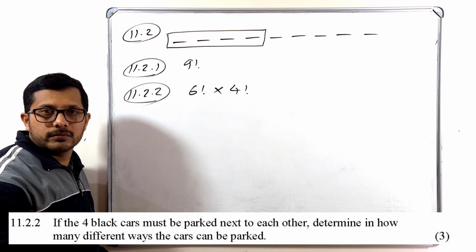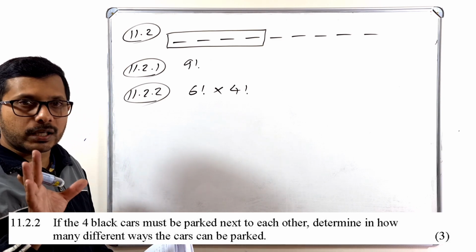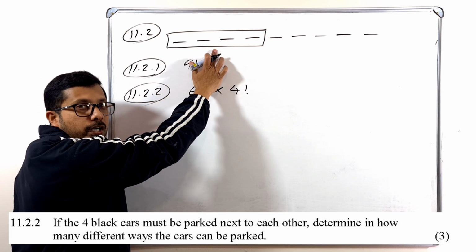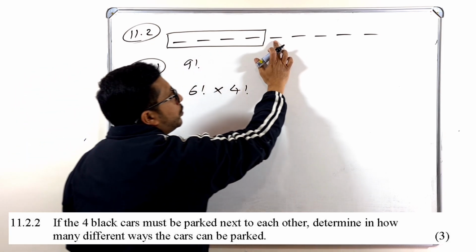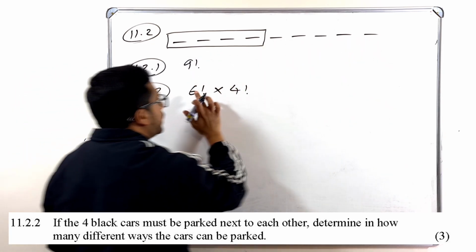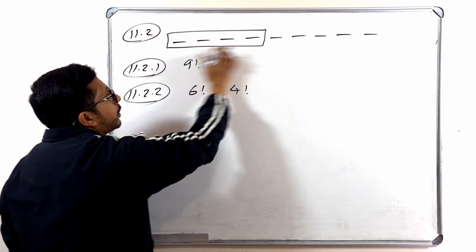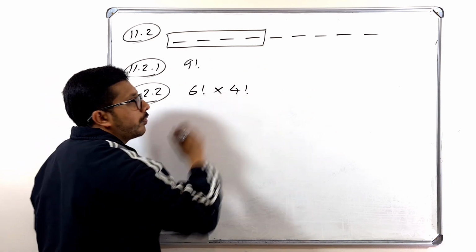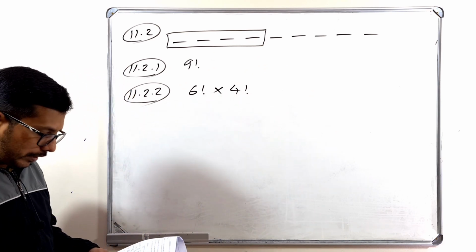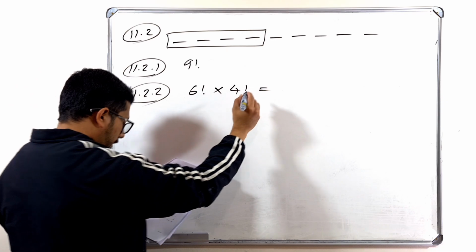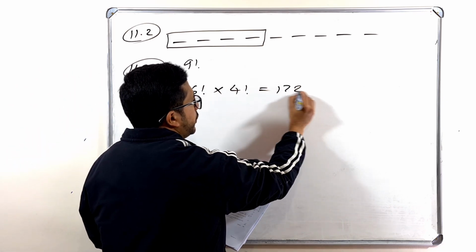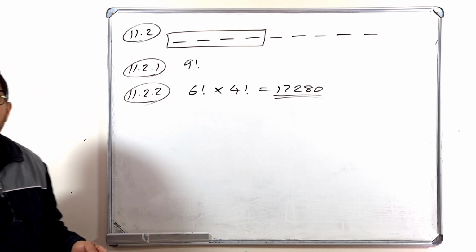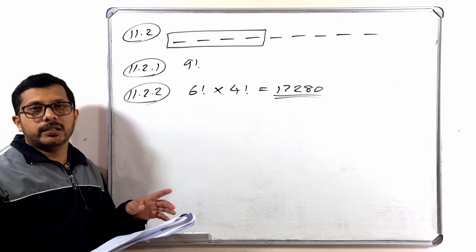That's all. Listen once more. What you have to do? How many cars are black? 4 cars. That 4 cars you have to consider as 1. Then 1, 2, 3, 4, 5, 6. That is 6 factorial times inside the group. How many black cars are there? 4. That means times 4 factorial. That's all. Check in your calculator what the answer is. In your calculator you will get 17,280. That means 17,280 different ways they can park according to that condition.